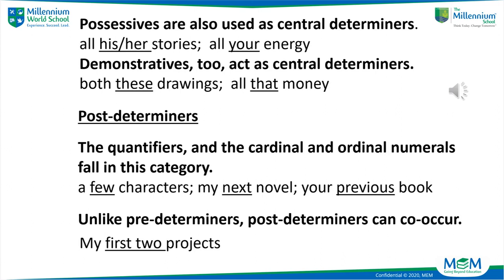Now we come to post-determiners. The quantifiers and the cardinal and ordinal numerals fall in this category. For example, a few characters, my next novel, your previous book. And unlike predeterminers, post-determiners can come together in a sentence. For example, my first two projects.